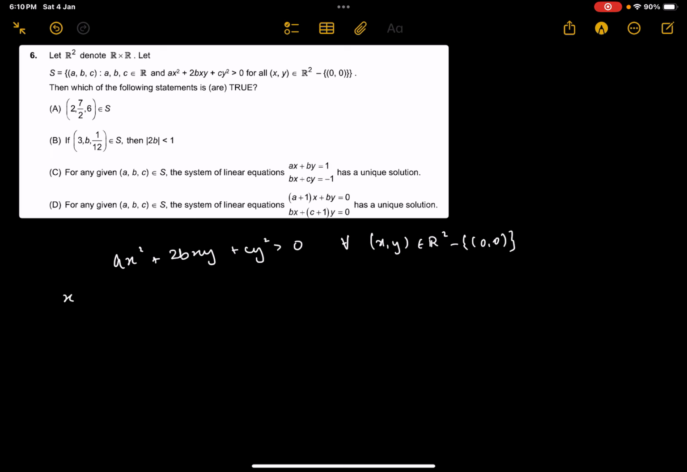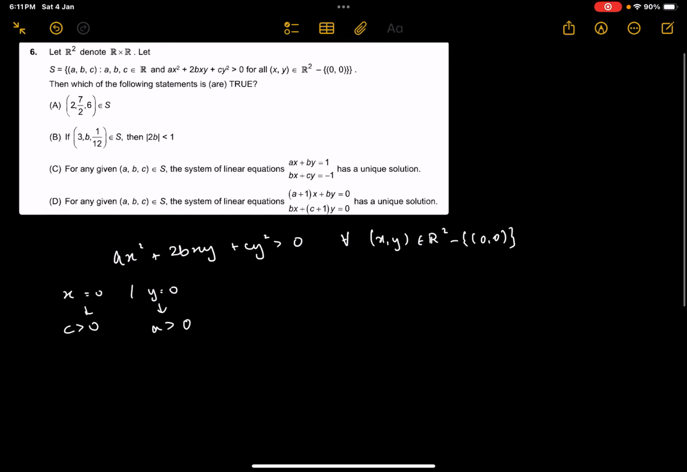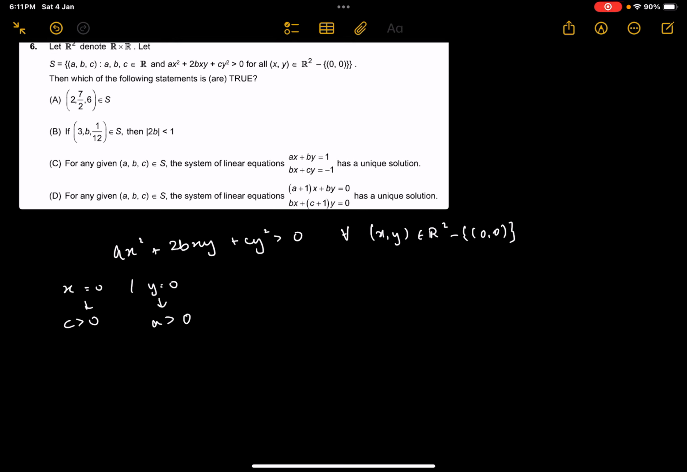So if x is equal to 0 or y equals to 0, using this condition, obviously if x is 0, y has to be non-zero. So we get cy² greater than 0, which means c is greater than 0. Similarly, we get a greater than 0. Now when both x and y are non-zero, we can divide by y². As it is positive, the inequality stands.